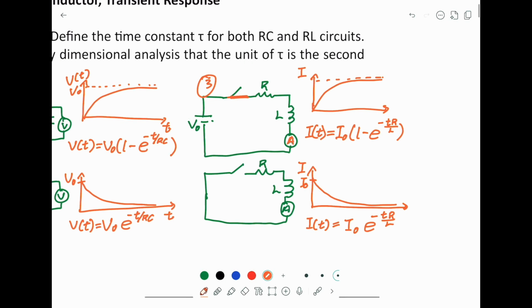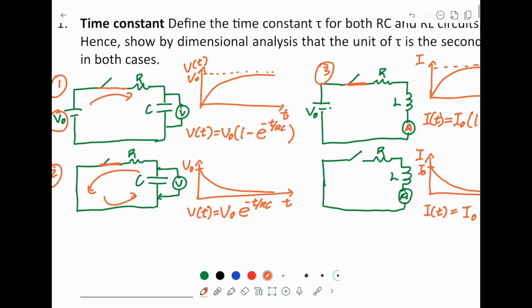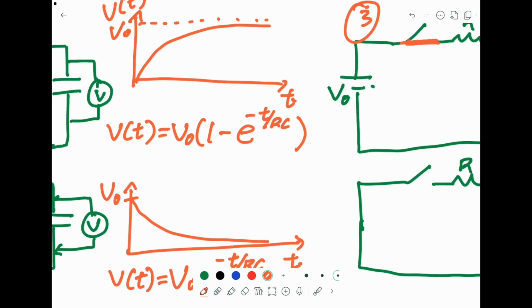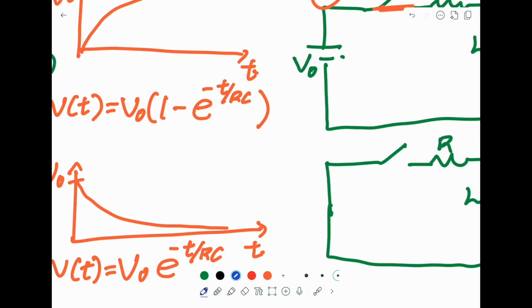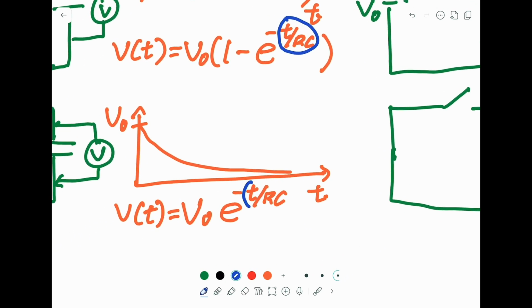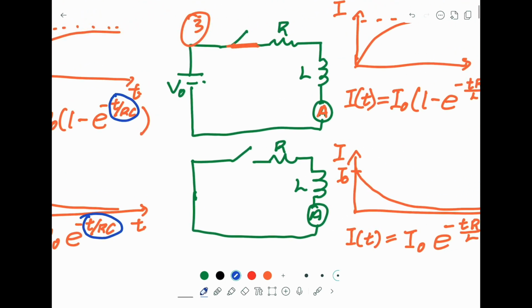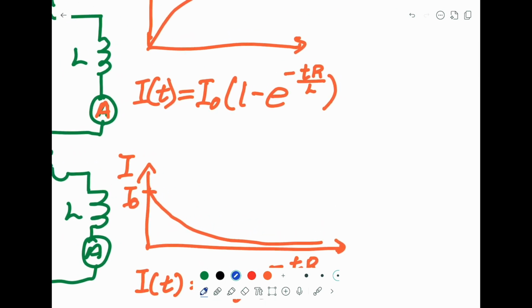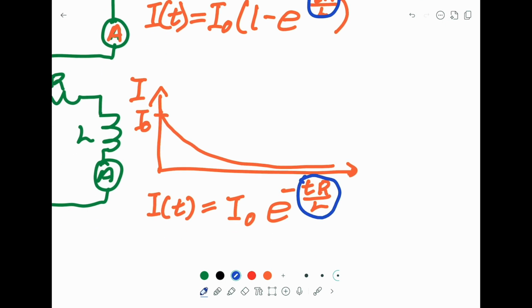Okay, now for the capacitor RC circuit, we have a factor of t over RC, both in the charging and discharging case. For the RL case, it means the resistor and inductor case, we have an exponential to the power of tR over L, in this part and this part.